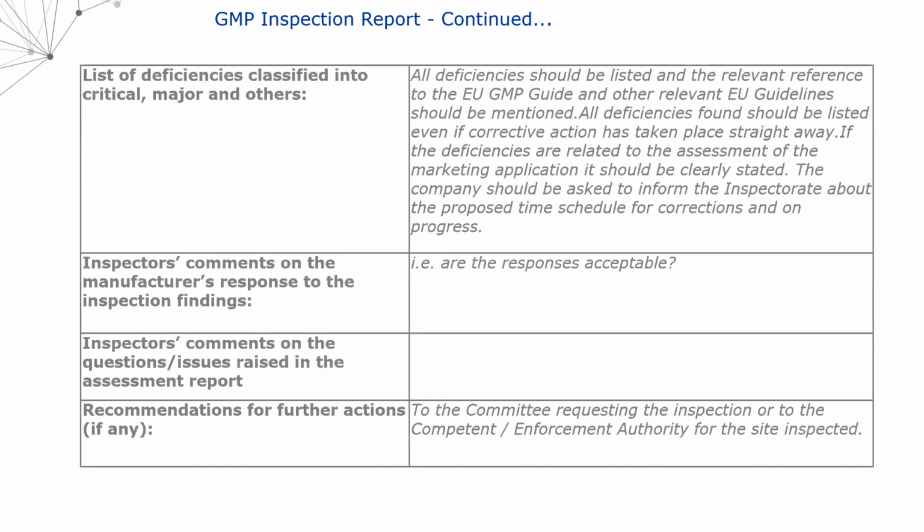So, the list of deficiencies classified into critical and major. As I told you previously, if the auditor is giving any deficiencies or observations, those observations will be majorly categorized as either major or minor.